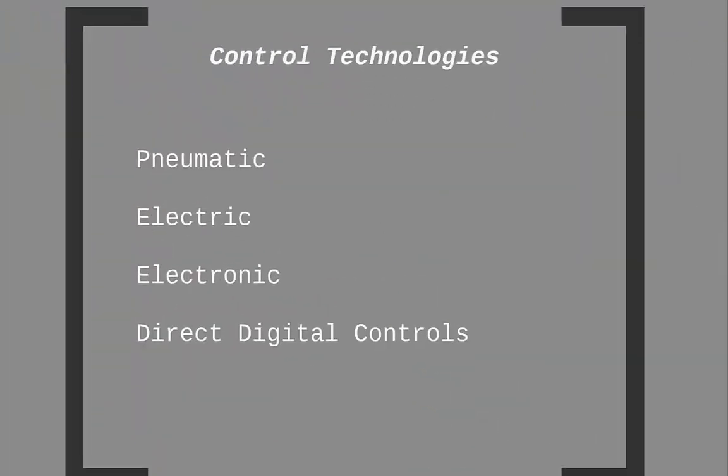You may have heard terms like pneumatic, electric, electronic, or direct digital controls. These are various types of technologies control systems can use to perform such automatic control, and they are classified by the way in which they transmit information between components of the system, as well as how those components are powered. And the lines are a bit blurred between them. We will discuss these types of systems later on in this fundamentals module.